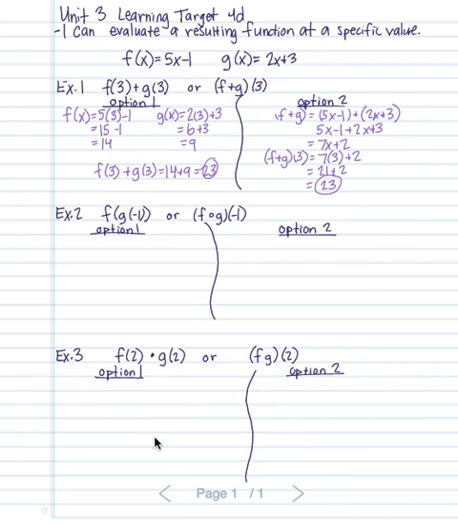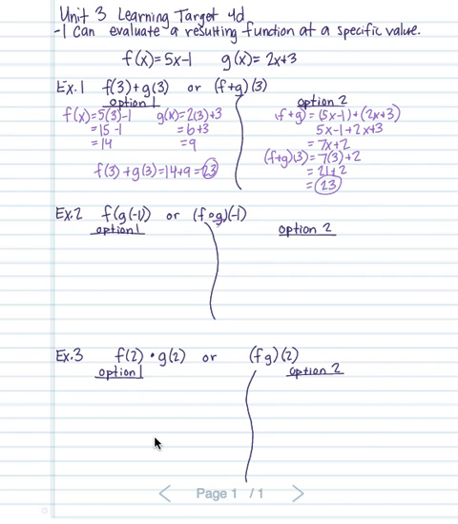So example 2, and we'll do both ways again. So this one, again, it can be written two different ways. Since g is inside of f of g, as that was said, we're going to take whatever g is and we're going to fill it in for f.